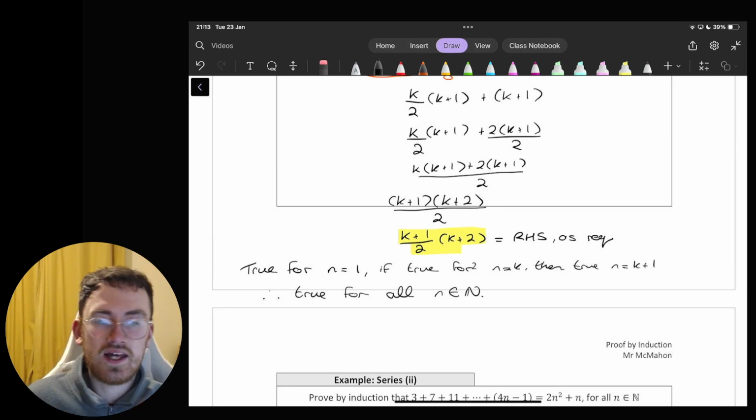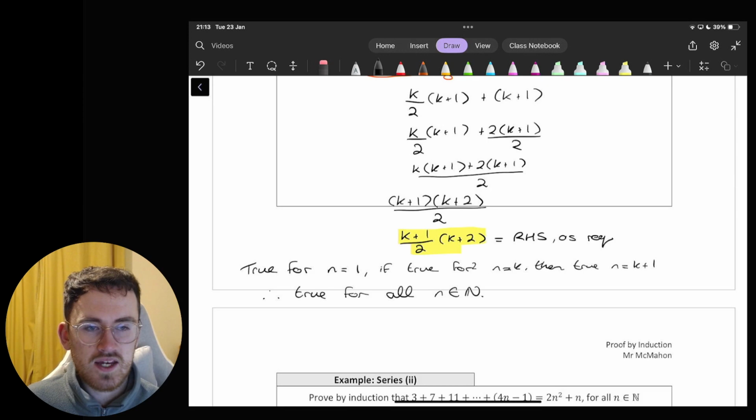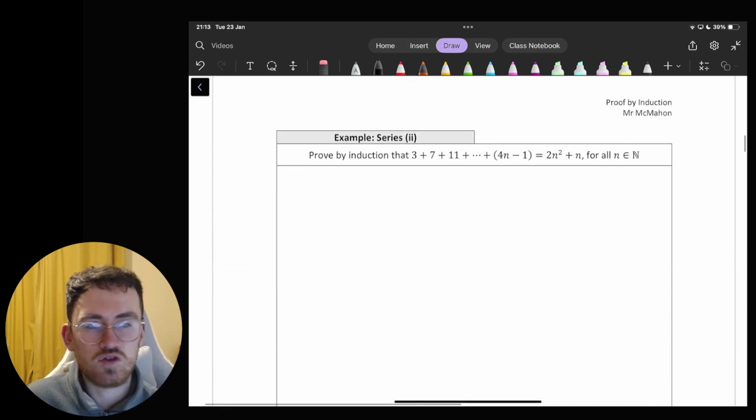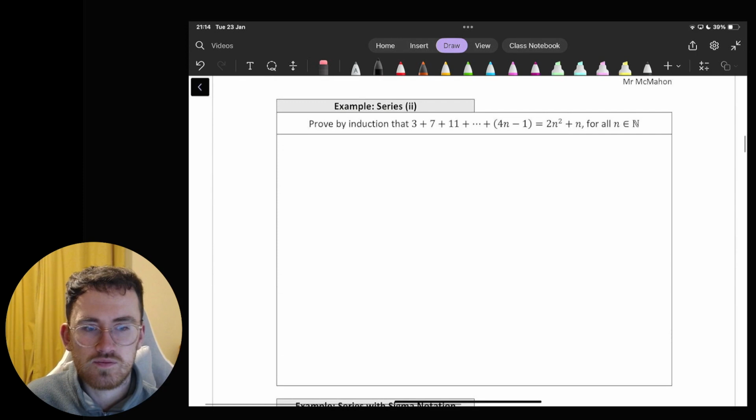Therefore true for all n. It's very important you include that little closing statement there, because you're acknowledging that the proof and the steps that you've gone through show why it's true. Why do those follow on that you've proved it? How does that show that you've proved what you've set out to prove?